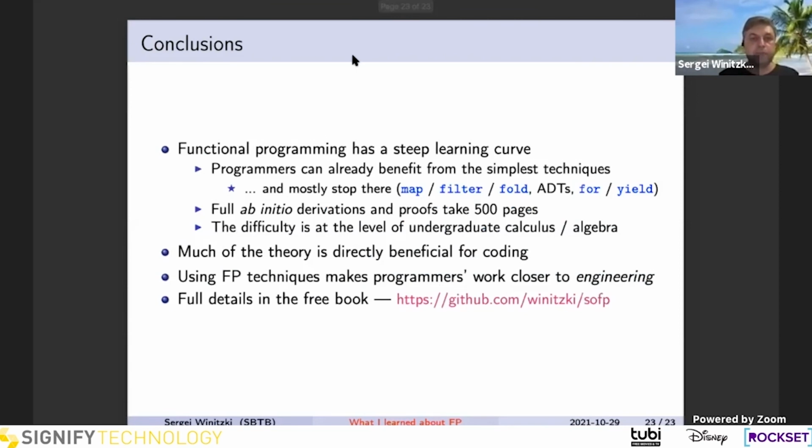I'll stop here. Functional programming does have a steep learning curve because it is engineering. Engineering means you have to learn some theory, some science, and then you can design much more complicated machinery. Without science, you can design good working machinery, but not too complicated. That's the whole difference between engineering and artisanship. Doesn't mean that artisanship is bad, it's just not as powerful. At the same time, you can benefit already from the simplest techniques, like map, filter, reduce, ADTs, for-yield, and you can stop there, you will reap the low-hanging fruit.